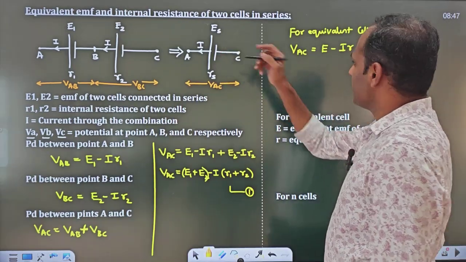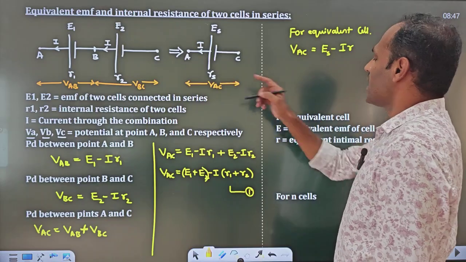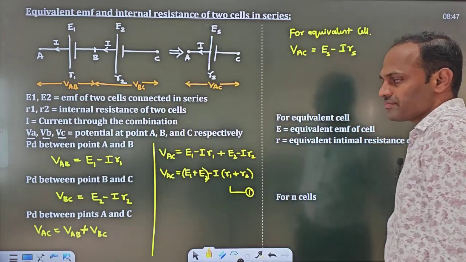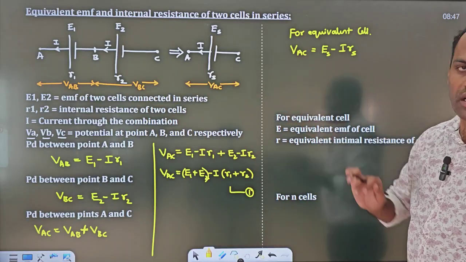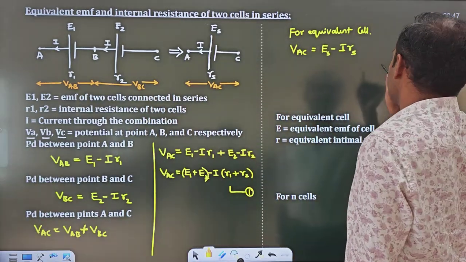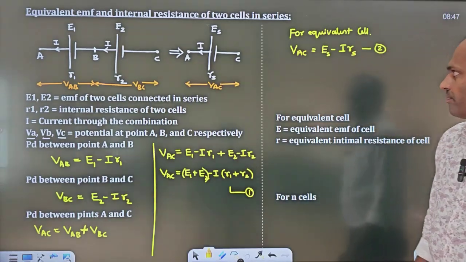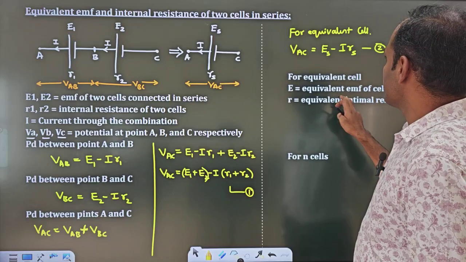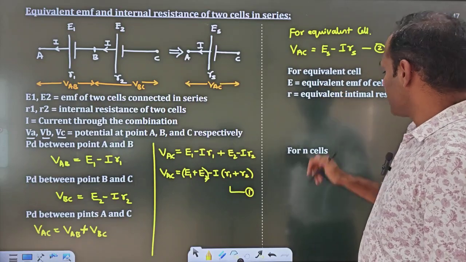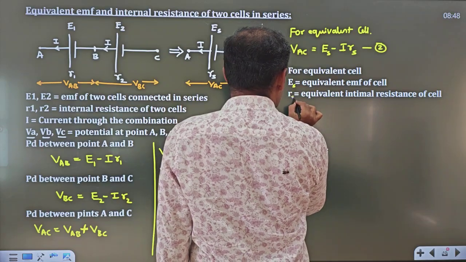What is E here? E means it is ES. What is I? It is I. What is R? R means it is RS. So this is the terminal potential difference of the equivalent cell. I will write it as equation 2. For the equivalent cell, the equivalent EMF is ES and the equivalent internal resistance is RS.